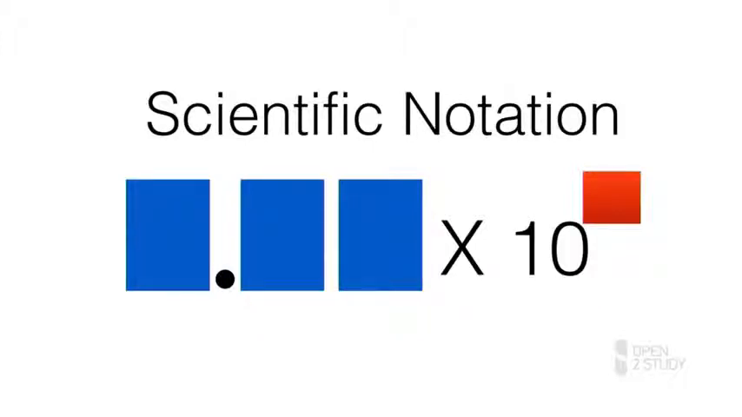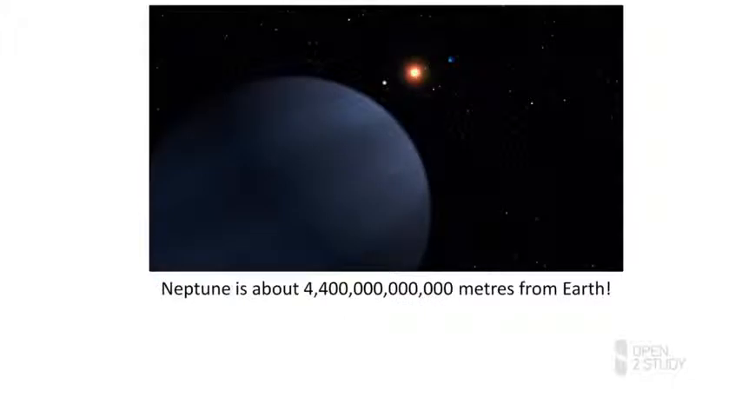gives it magnitude. So here we have the planet Neptune. The planet Neptune is a funny creature. Its orbit around the Sun actually changes a little bit as it orbits around. But typically, it's this far away from the Earth. It is 44,000,000,000,000,000 meters from the Earth. That's a long way. That's a very inconvenient way of putting it.